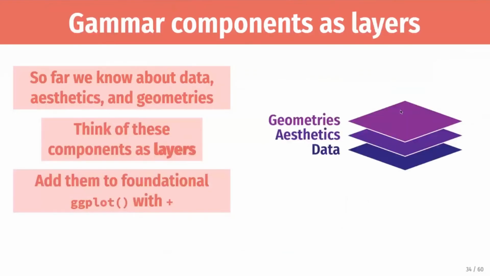Okay, so this grammar of graphics idea, we've talked about three different principles here: data, aesthetics, and geometries. This whole grammar of graphics system uses what are called layers. So each of these different components are basically layers that you can add to some sort of foundational ggplot plot. So we took our data and then we added some aesthetics to it, and then we showed those aesthetics using geometries. Those are not the only layers that we have.